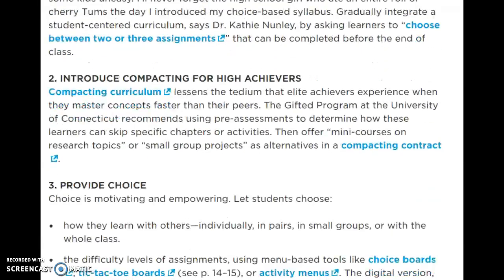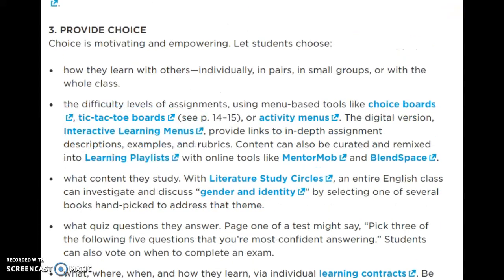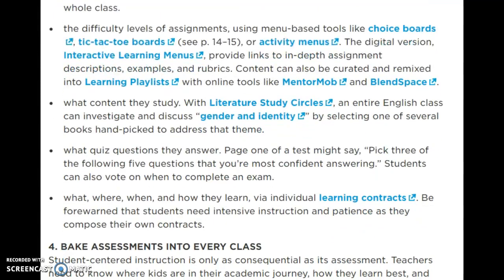Okay. Introduce compacting for high achievers. So compacting curriculum is condensing it and putting it together so that students can work on project-based learning, and they can cover a lot of curriculum in a short amount of time. All right. Providing choice. This is one of the things that we talked about when we're looking at assessments. And they've given some of these different activities that you're welcome to research further and find out what these all are. But you can use these to differentiate the classroom.